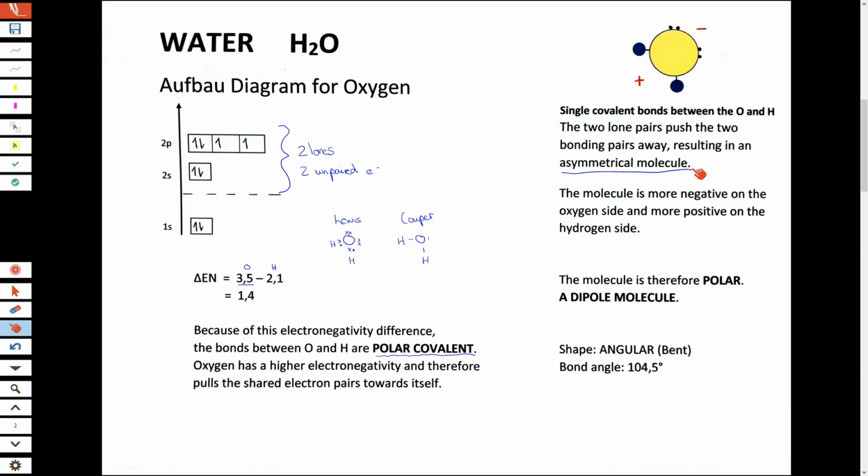This results in an asymmetrical molecule. So the molecule becomes more negative here where the oxygen is and more positive where the hydrogens are. So the molecule is therefore polar, and we call it a dipole molecule.